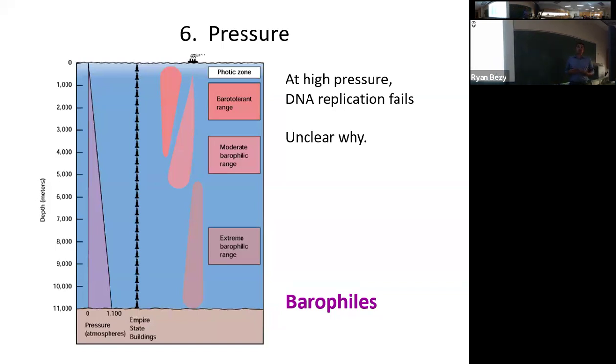Another environmental parameter that can affect microbial growth is pressure. For instance, some organisms live at the normal 1 atmosphere of pressure. That is typically what we consider the environmental pressure at sea level. So at sea level, we might have 1 atmosphere of pressure.